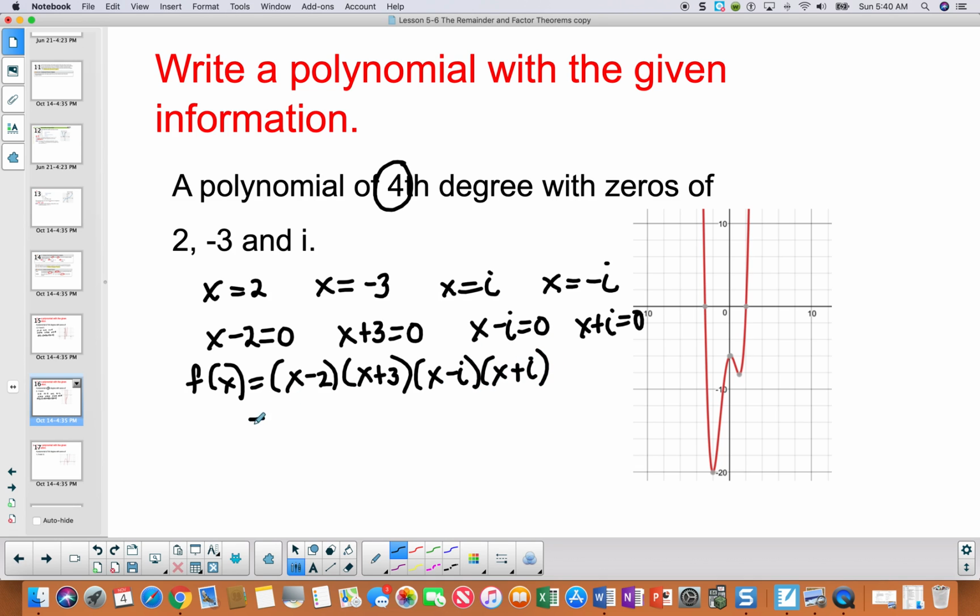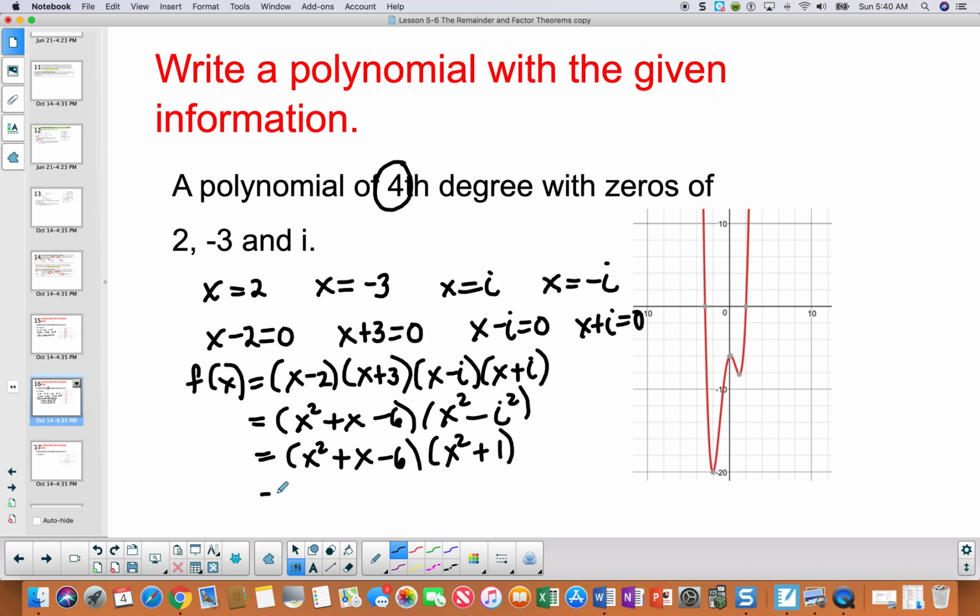Now in this case I am going to multiply things out. So this will be x squared plus x minus 6. This will be x squared minus i squared. So this is going to be x squared plus x minus 6 times x squared, remember an i squared is -1, so this will be plus 1. And then I'm going to start multiplying out. I'm going to multiply this to all of these. So this is going to be x to the 4th plus x to the 3rd minus 6x squared. And then I'm going to distribute here, plus x squared plus x minus 6. Now I could do a little simplifying by gathering these two together, and there's the answer.